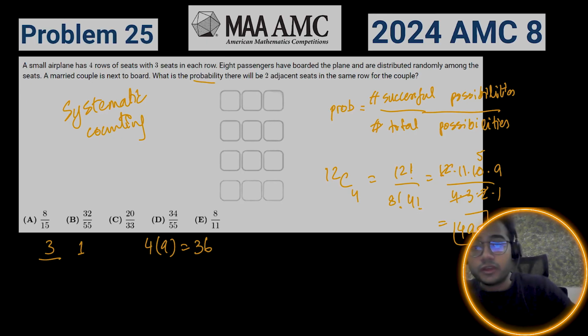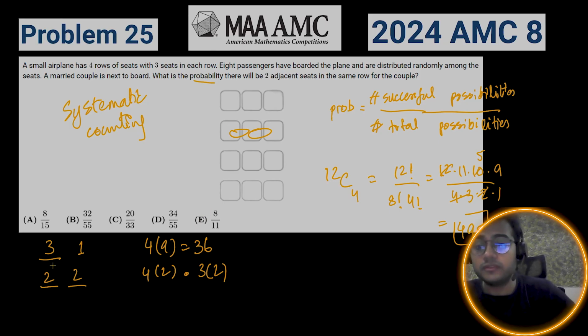We can have 2 and 2, so 2 in one row and 2 in another row, right? How many ways can that happen? Let's say for the first group, we have 4 possible rows to choose from, and then there are 2 possible ways within each row for those 2 seats, like this or like this. So that's 4 times 2, that's 8, times the three remaining rows, and in each of those rows, again two possible ways to choose the adjacent pair. This is the possibility we're considering: two adjacent seats in two different rows.